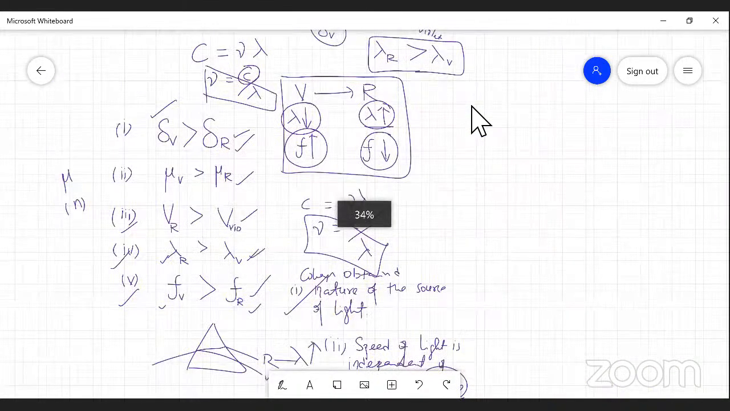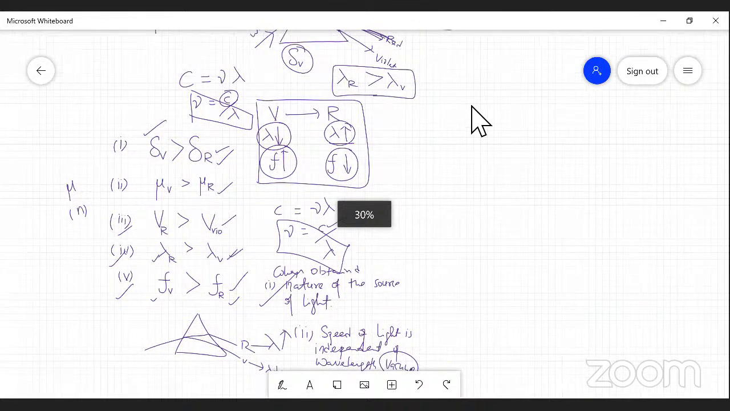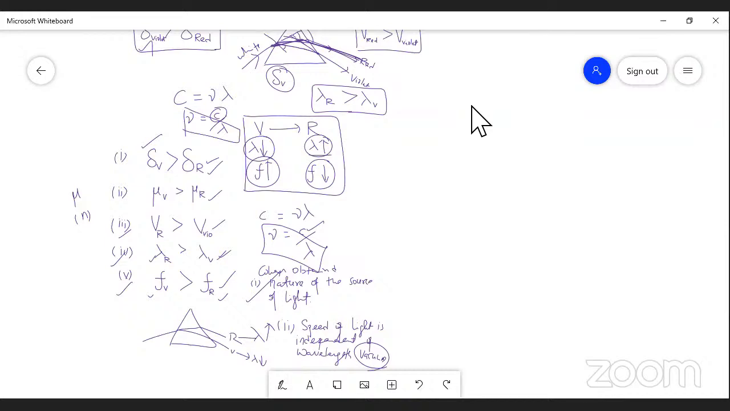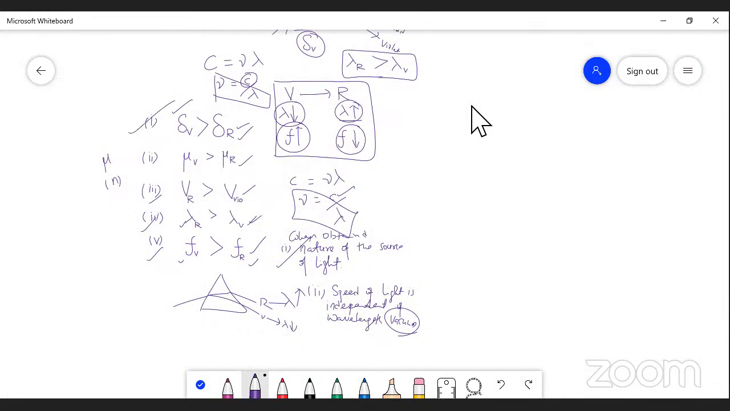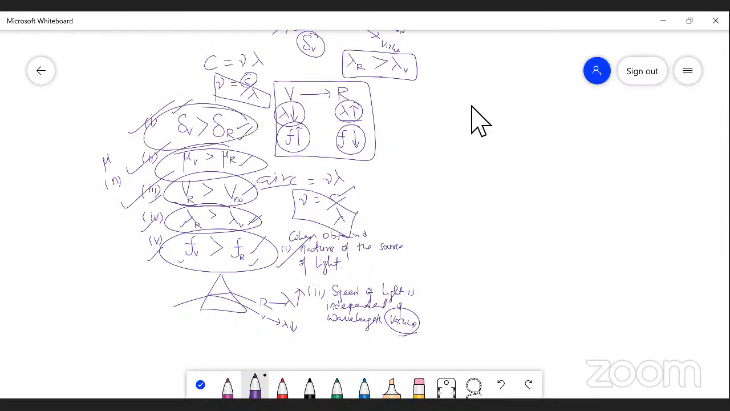The deviation angle is a maximum for violet, and the refractive index is maximum for violet compared with red. The velocity of red is maximum compared with violet in a medium, but in air or vacuum all colors travel at the same velocity. On entering a medium, the velocity of colors changes, the wavelength changes, the frequency changes, the refractive index of colors changes, and the deviation also varies. These 5 points are very important.